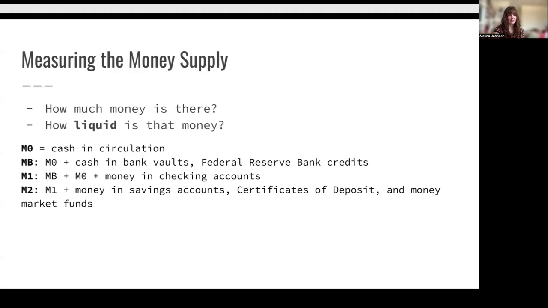M2, the last step, is M1 plus money in savings accounts, certificates of deposit, which are just deposits in a bank where you're basically agreeing to leave the money in the bank for a certain period of time, and then money market funds. So anything beyond this is not really considered part of the money supply. So things like stocks, bonds, etc., these are considered financial assets, not money supply.